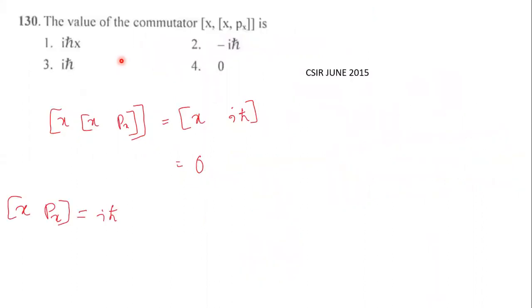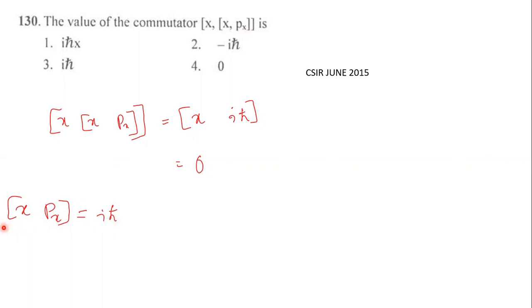The other problem here is the value of the commutator [x, [x, px]]. Now here we have a commutator within a commutator. So we need to find the value of that. You must be knowing that the value of the commutator [x, px] is equal to iħ.